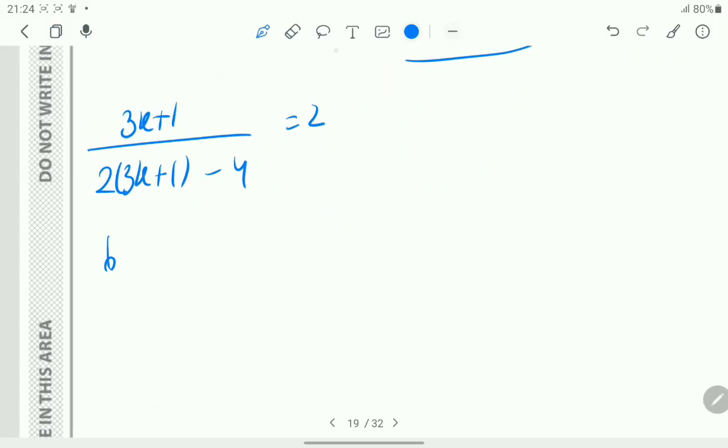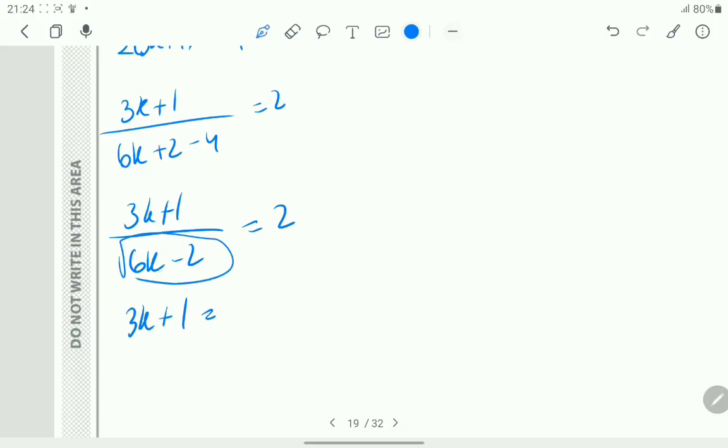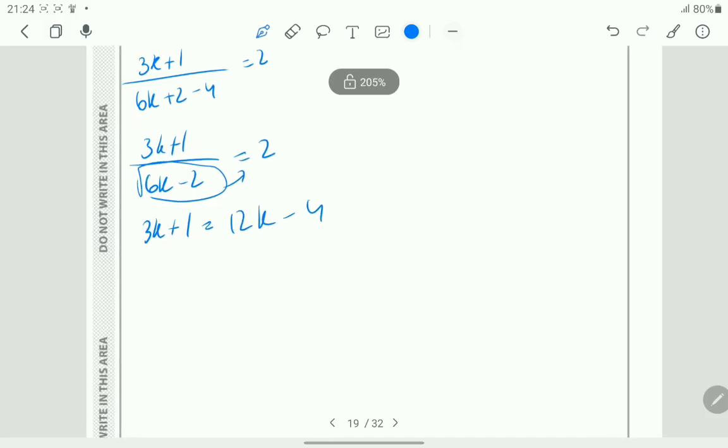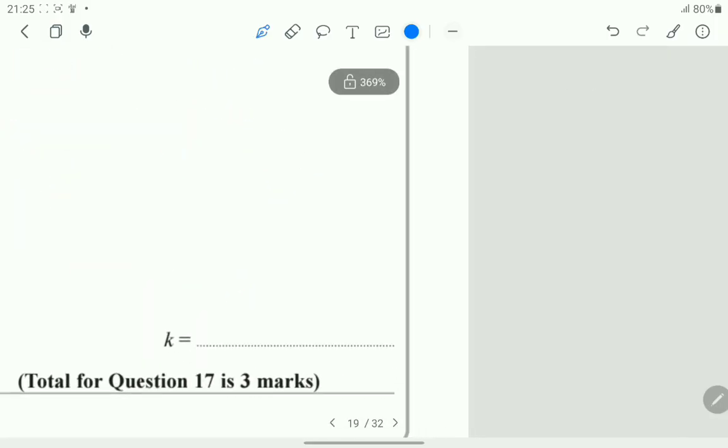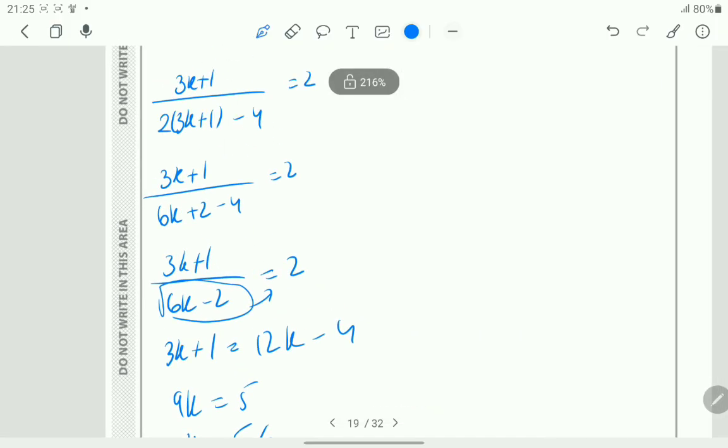Solving for k, we get 3k plus 1 over 6k plus 2 minus 4 equals 2, so 3k plus 1 over 6k minus 2 equals 2. We send this whole expression to be multiplied over there. We get 12k minus 4, and 4 comes here, 3k goes here, and so this is 9k equals 5, k equals 5 by 9, and this is your final answer. The examiner just wanted to test whether you can handle algebraic equations and solving for x.